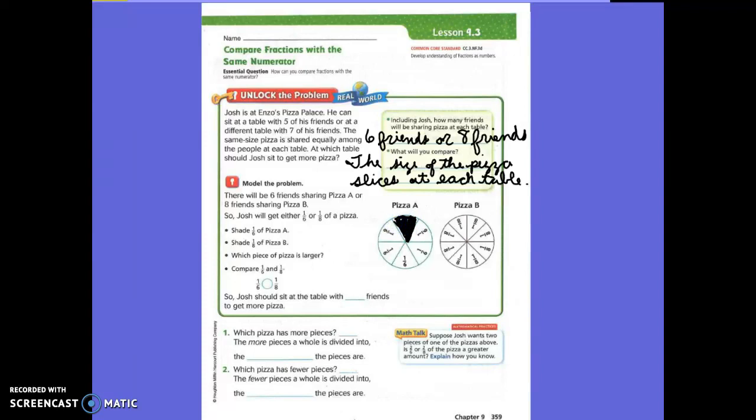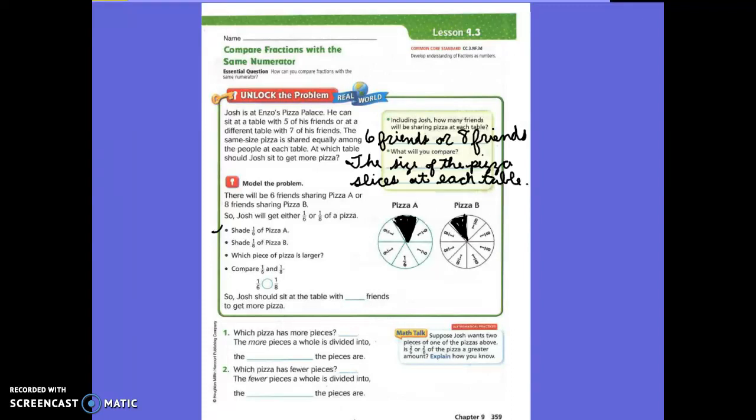Okay, so we did that direction. And then the second direction says shade 1/8 of pizza B. So only shade 1/8. Which of those pieces is larger? Tyson? 1/6 is larger, isn't it? Yeah. Okay, so let's compare that.